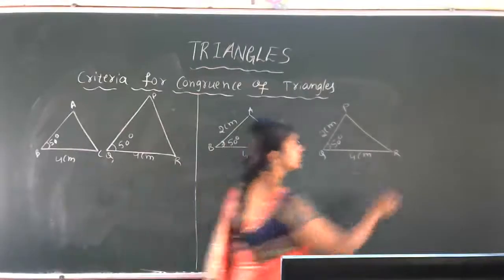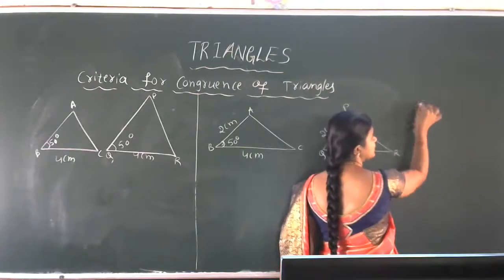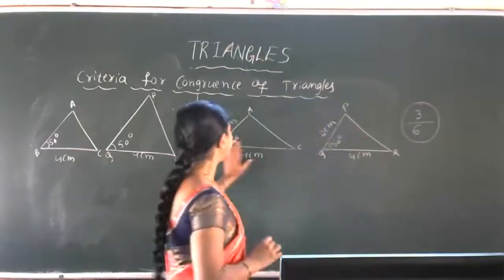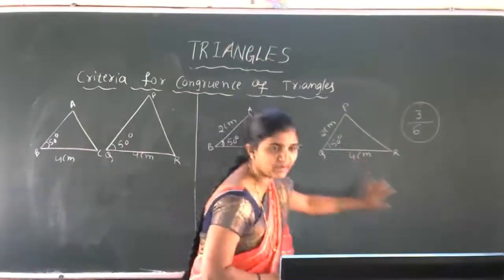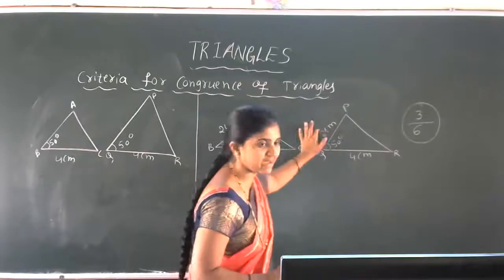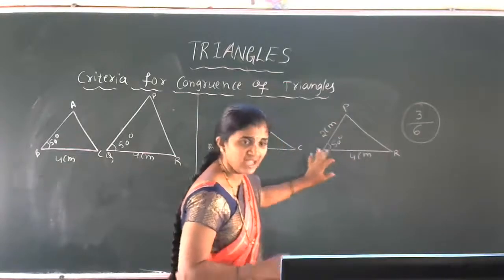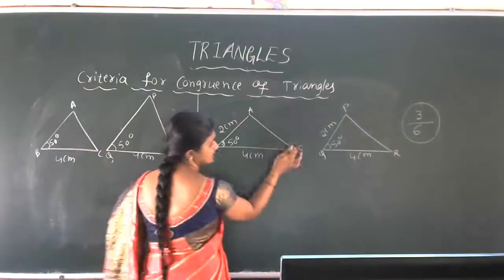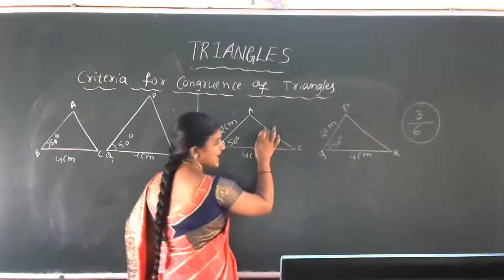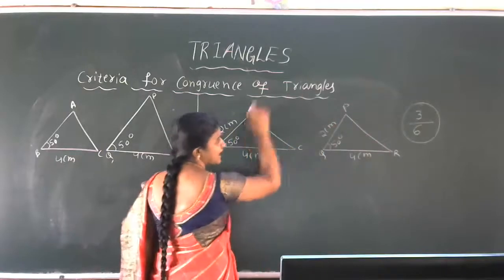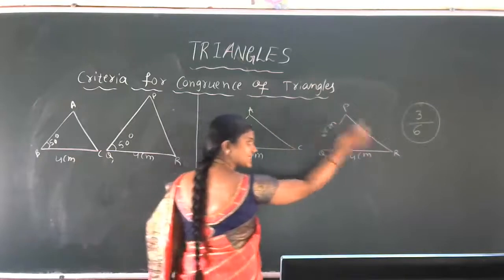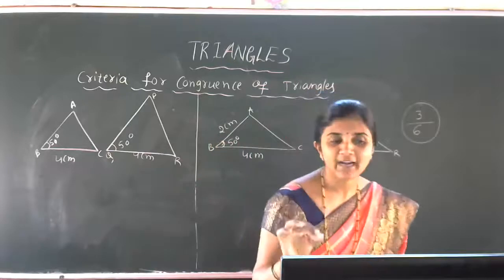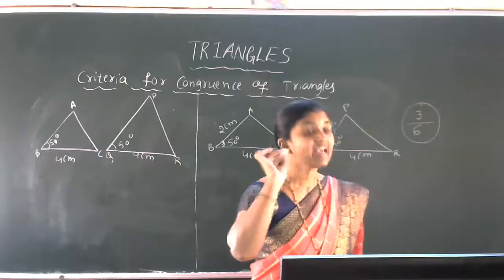I told you, out of 6, we have to match 3 criteria for triangles. Already only 3 measurements are given. These 3 properties of this triangle match with these 3 properties of this triangle. According to that, we can say congruency. What about the remaining 3? Remaining are AC and PR. Of course, AC is also equal to PR. Angle A is equal to angle P. Angle C is equal to angle R, because of CPCT, corresponding parts of congruent triangles are always equal.